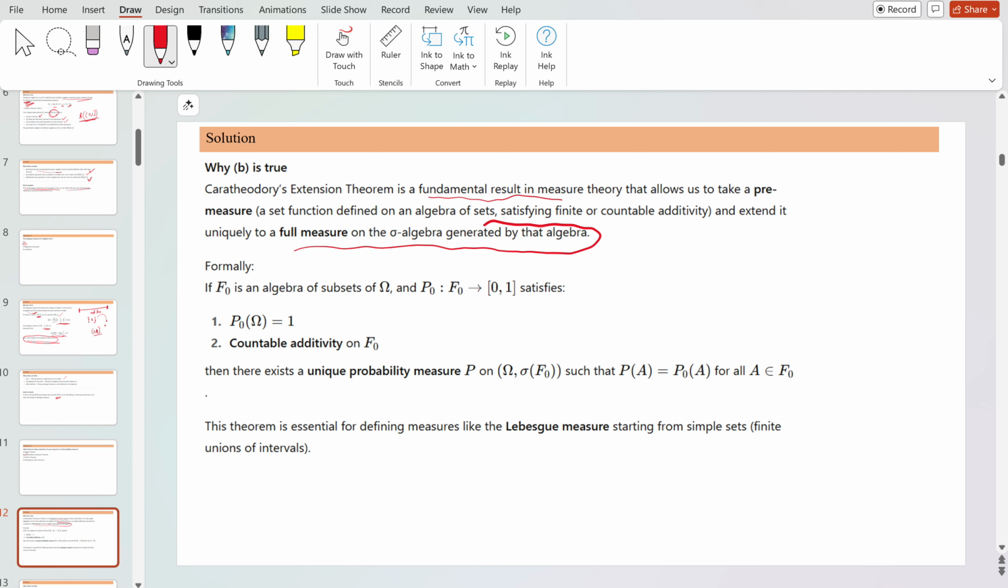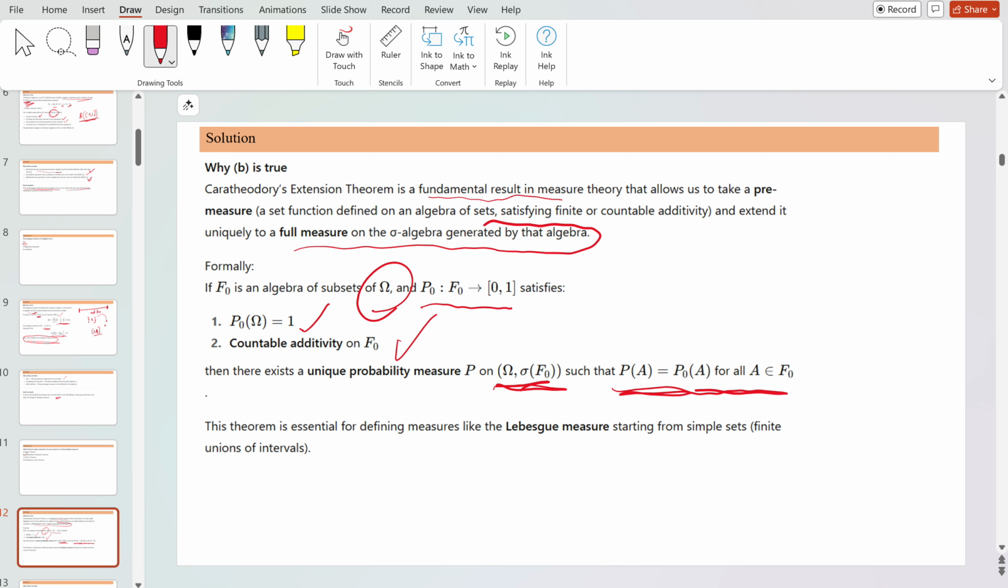Formally, if F0 is an algebra of subsets of omega and P0 maps F0 to [0, 1], with P(omega) equal to 1 and countable additivity on F0, then there exists a unique probability P on the space omega with the sigma algebra generated by F0 such that P(A) equals P0(A) for all A belonging to F0. This theorem is also important for the Lebesgue measure, starting from a simple set that is a finite union of intervals.